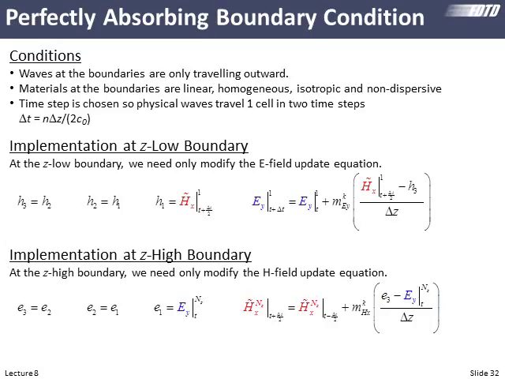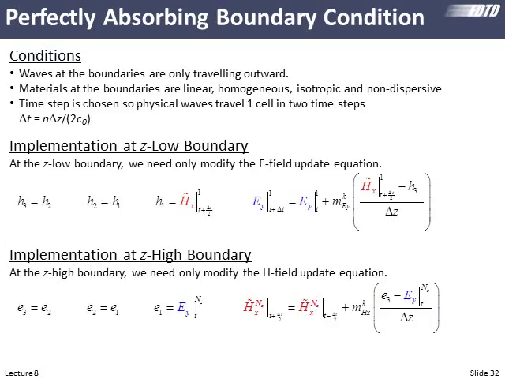We introduced a better one that lets waves just hit the boundary and appear as if they go off and just keep going, but there were only certain circumstances where we could do this. We had to have the waves at the boundary only traveling outward. If somehow there were bidirectional waves at the boundary points, we couldn't use this boundary condition. The materials at the boundaries have to be linear, homogeneous, isotropic, and non-dispersive. And further, the material values have to be the same at either side of the grid.